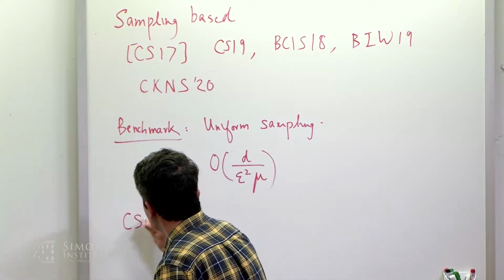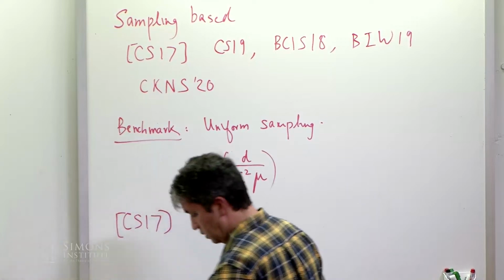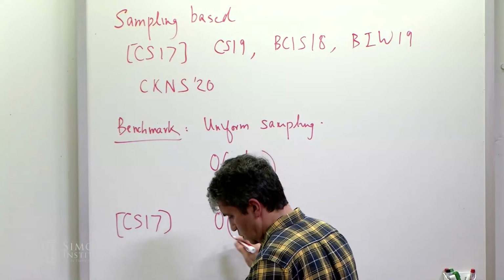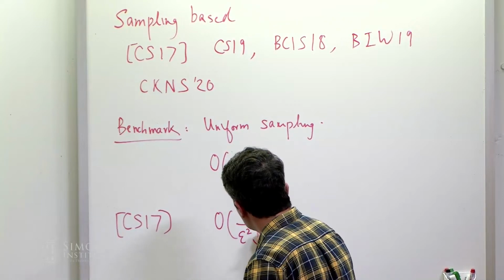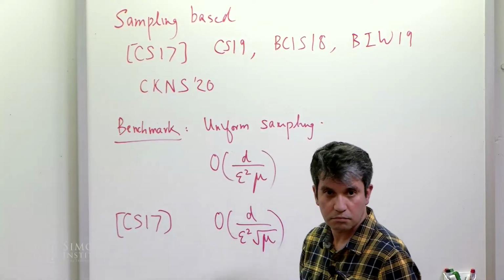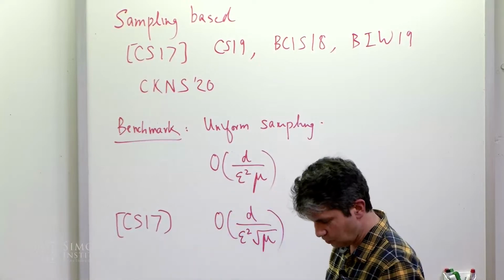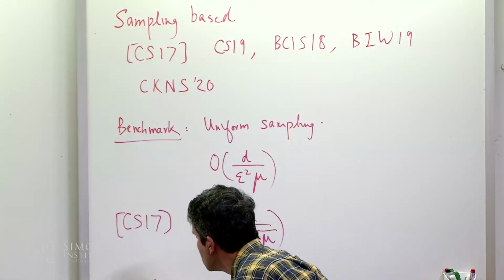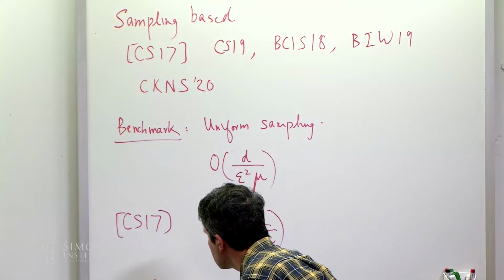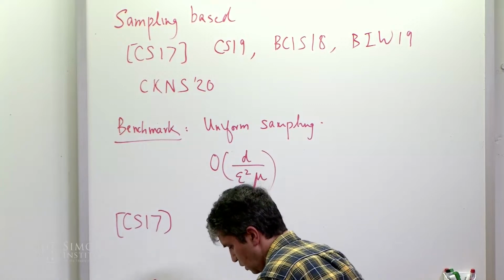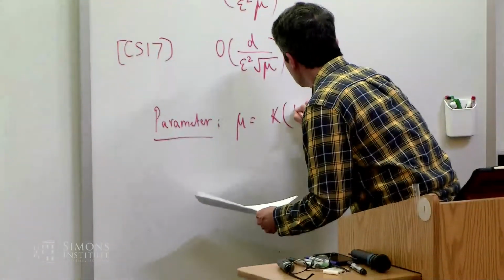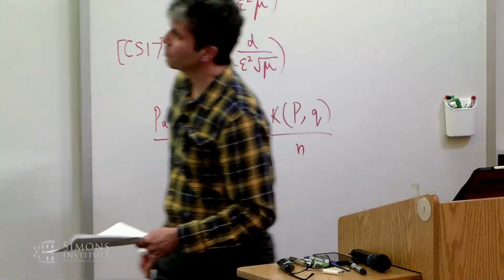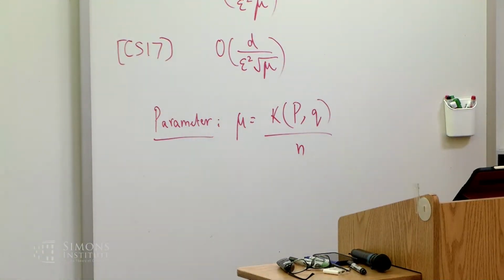And what we showed initially, and this has been improved since, was that by using locality-sensitive hashing ideas, this can be improved to d divided by epsilon squared root of mu. I didn't actually explain what mu is, so let me explain what mu is. All of these results are going to be parameterized by mu. So mu is just the value divided by n. Sorry? The correct value divided by n.